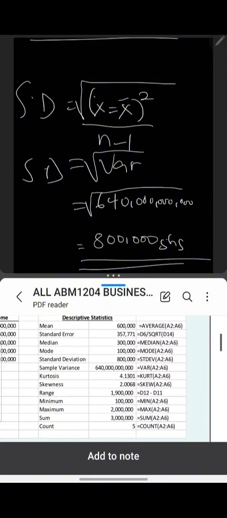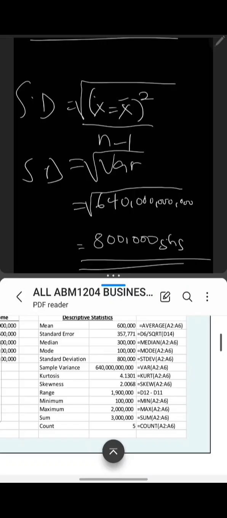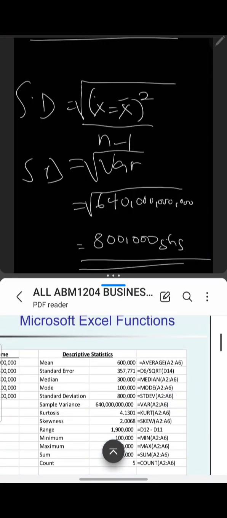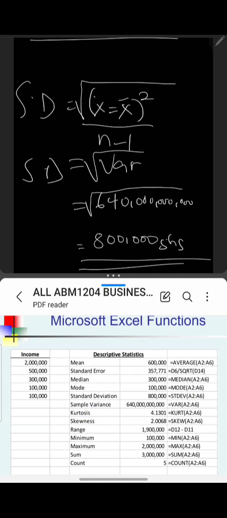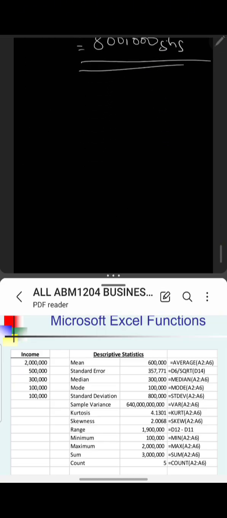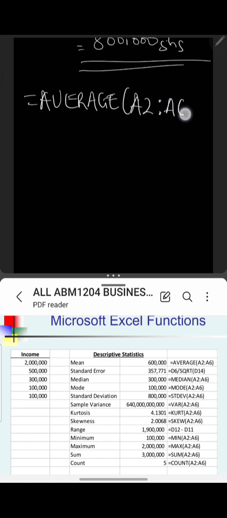There is a way for you to calculate those things using the computer, using Excel, without spending so much time. Here, for average, you just say equals average, open brackets, and select this range. The top value is on cell A2 up to cell A6. Or you can even say A2, comma, A3, A4, like that.